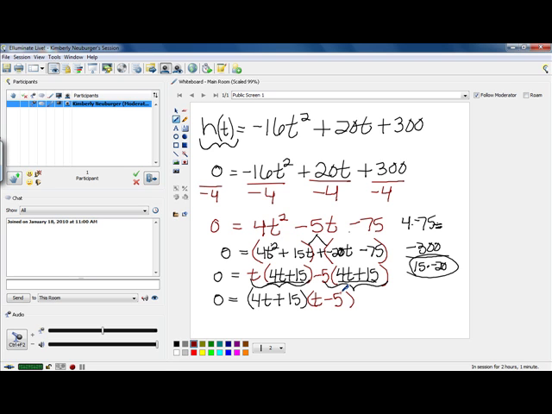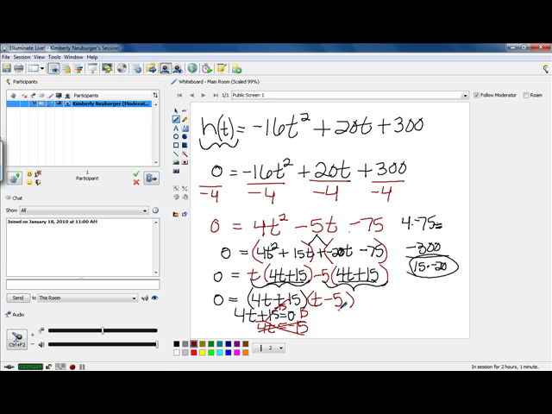Now we need to set each factor equal to 0 and solve. So if we set this first one here equal to 0, the 4t plus 15, I notice right away that when I move my 15 over, I'm going to be subtracting 15 from both sides. And before I even divide by 4, I can tell I'm going to end up with a negative value, and it's not going to make sense to have negative time. So this is not the factor that we're going to need.